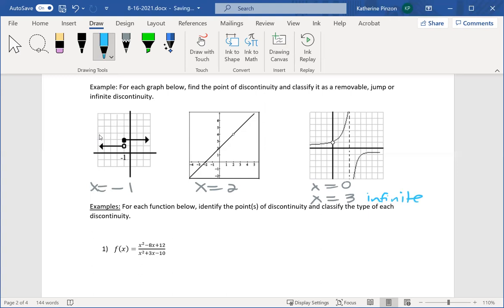Horizontal asymptotes. So horizontal asymptotes are Y values and discontinuities have to always be X values. So a horizontal asymptote would not give you a discontinuity. Because this one has a horizontal asymptote at Y equals 0.